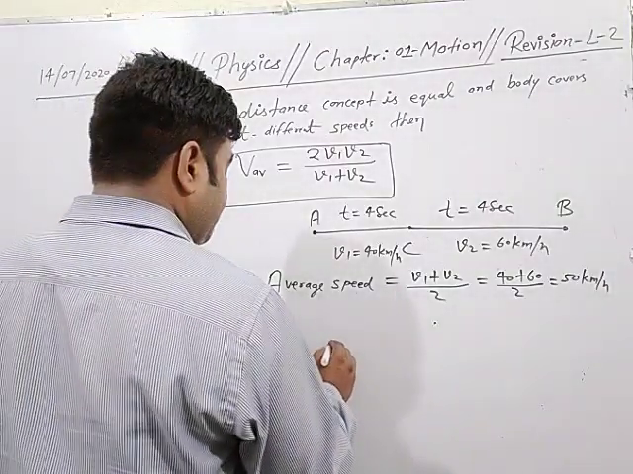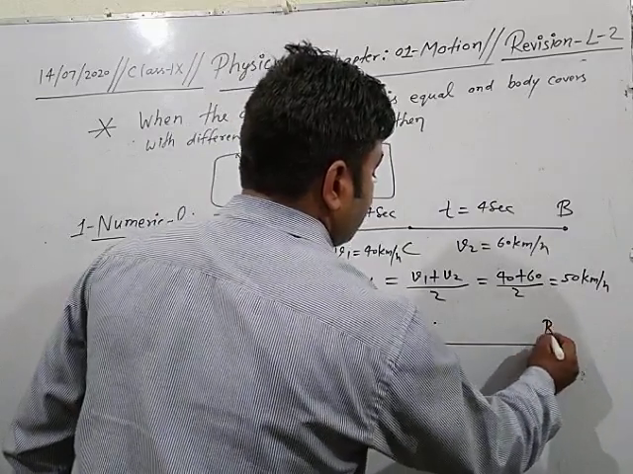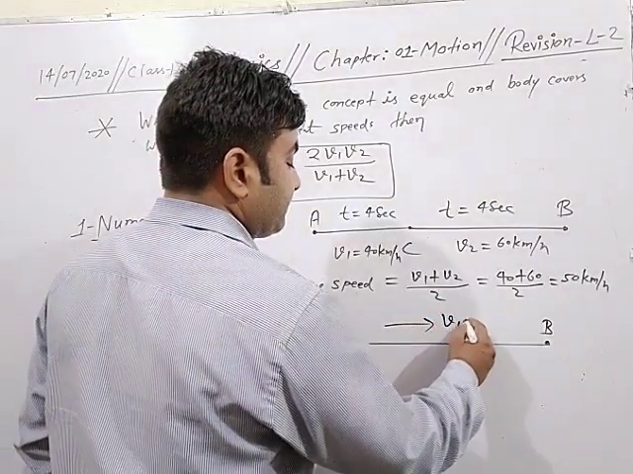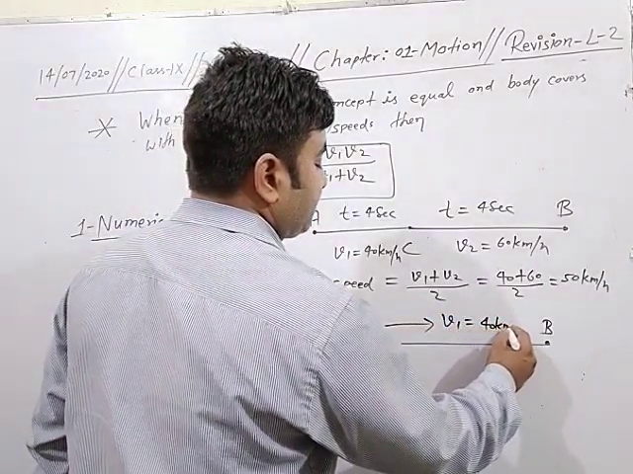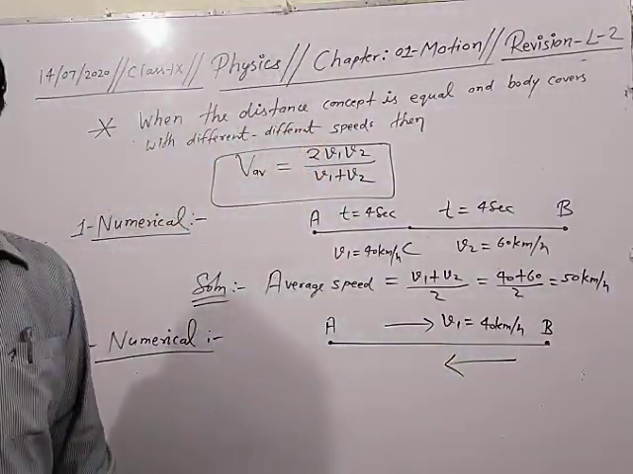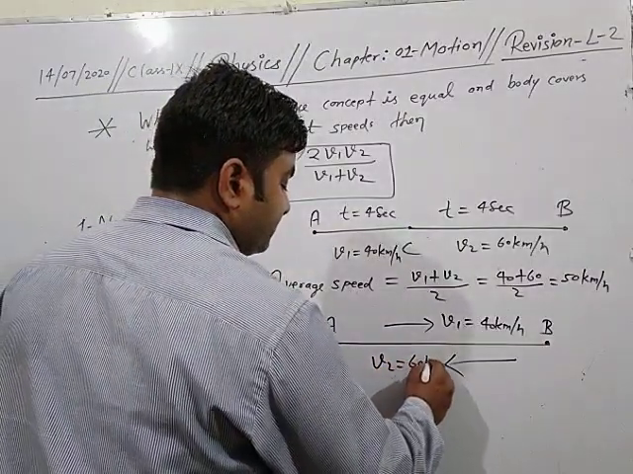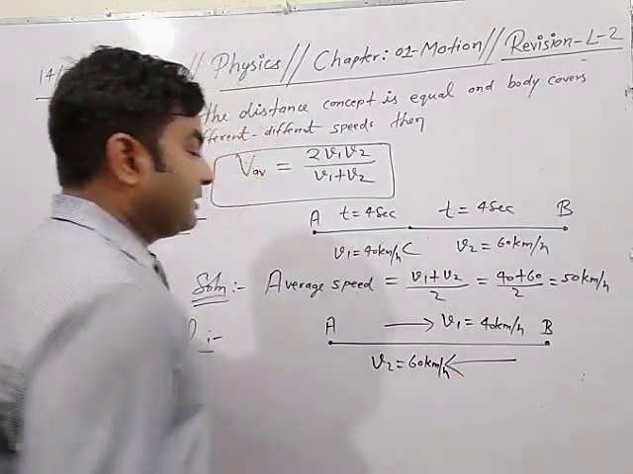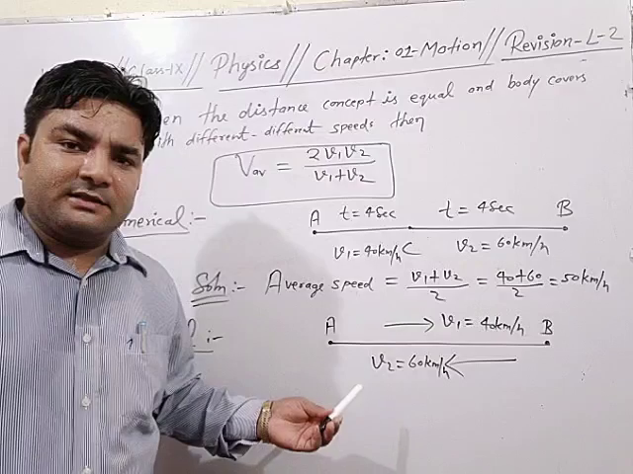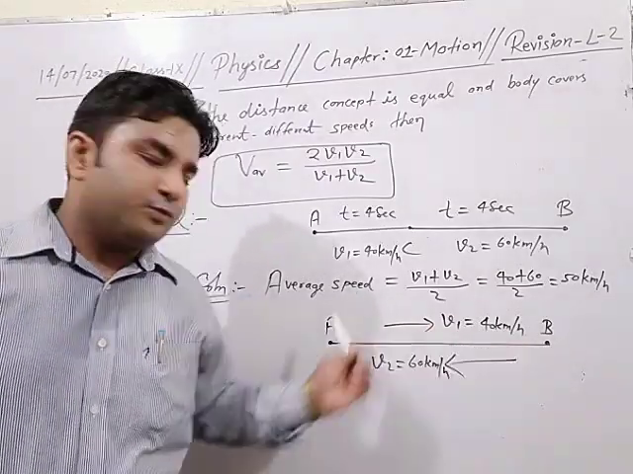Suppose the body is going from A to B, then the speed is 40 km per hour, and when the body is coming from B to A, then the speed from B to A is 60 km/h. Whatever the time consumed by the body, it doesn't matter, but the concept of distance from A to B and from B to A is the same.